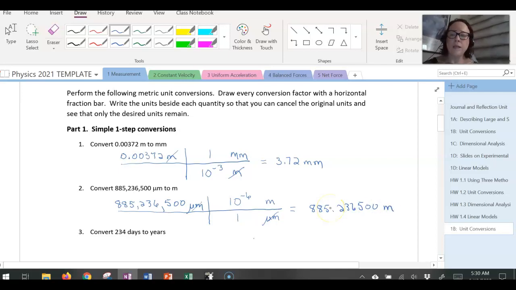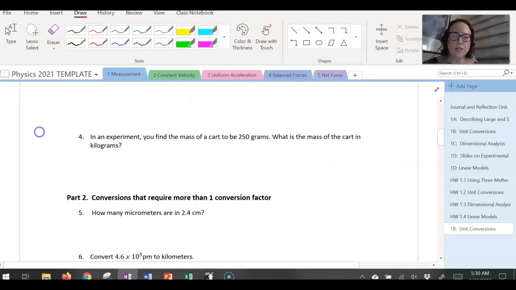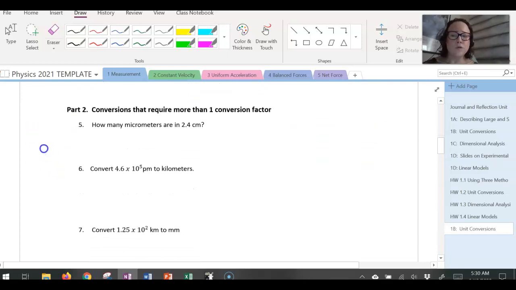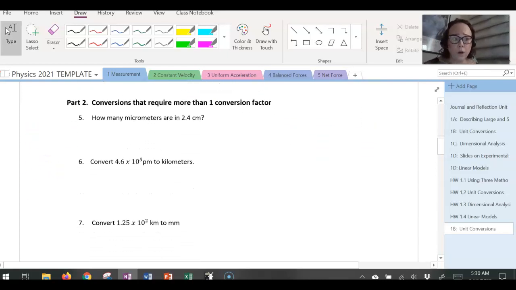Okay, let's go down to the next part, because some conversions require more than one conversion factor. Remember, each conversion factor is really equal to 1, because whatever's on top equals whatever's on bottom. I can multiply by 1 as many times as I want to, and I'm not changing the original quantity.